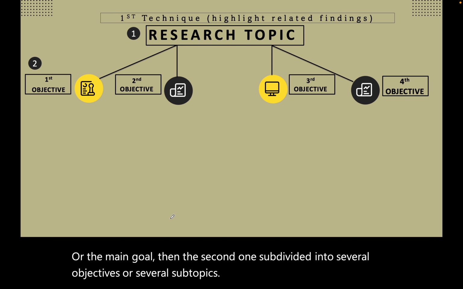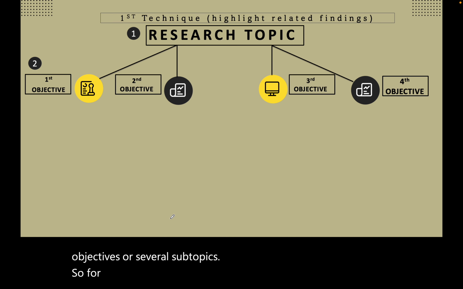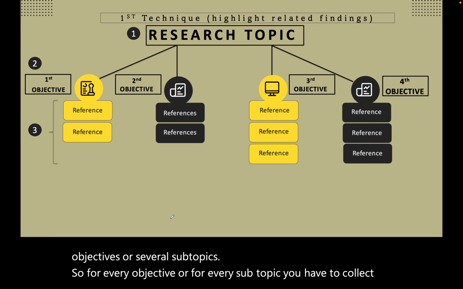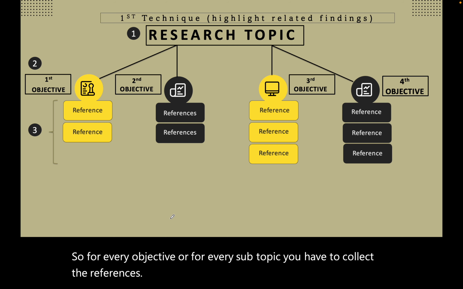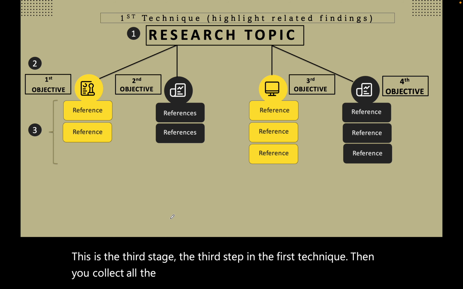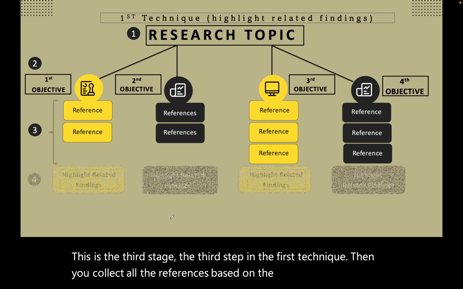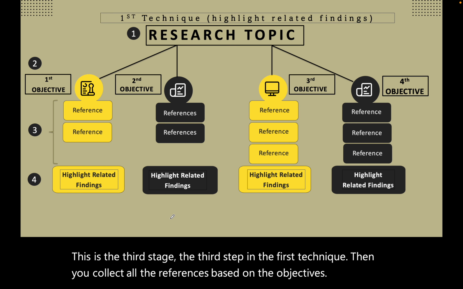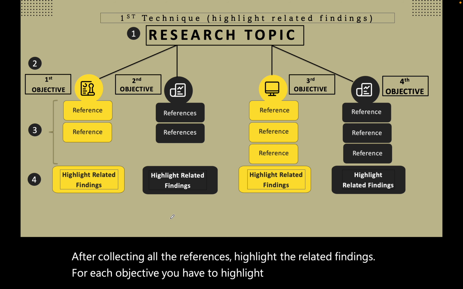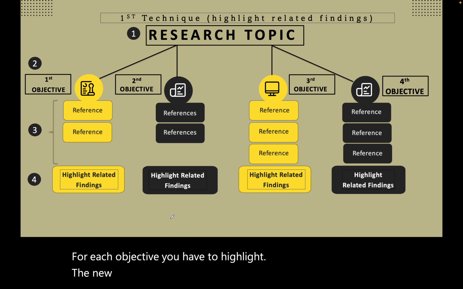So for every objective or for every subtopic, you have to collect the references. This is the third stage, the third step in the first technique. Then you collect all the references based on the objectives. After collecting all the references, highlight the related findings. For each objective, you have to highlight the new things that you read in the references.